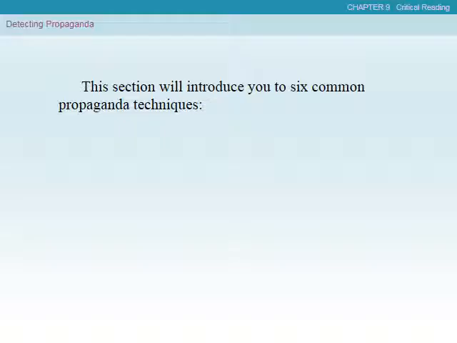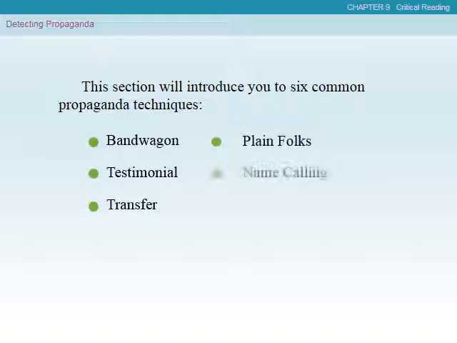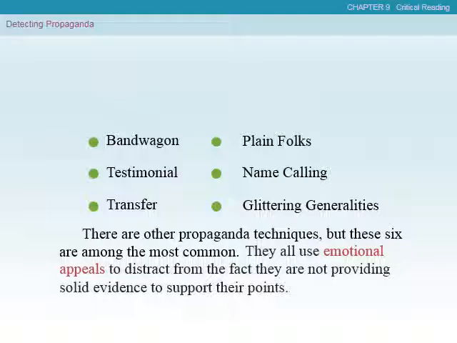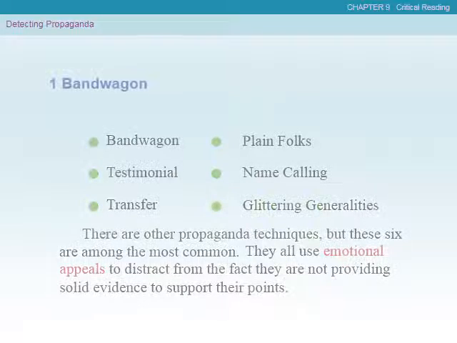Okay, so when we're talking about propaganda, it's probably better to just look at the examples to help you understand what propaganda means. Okay, so the first one is the bandwagon. Then we have testimonial, transfer, plain folks, name calling, and glittering generalities. Okay, there are other propaganda techniques, but these are the most common. So we'll focus on these ones. All of these are using emotional appeals to distract from the facts that they're not providing. Okay, so propaganda is something that appeals to your emotions rather than appealing to facts.